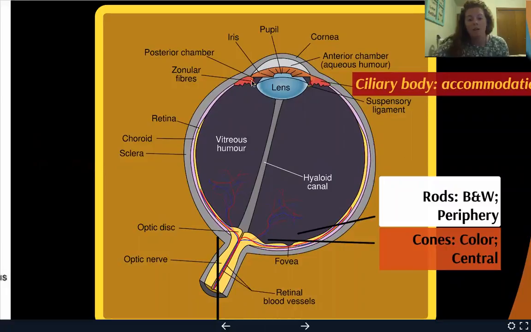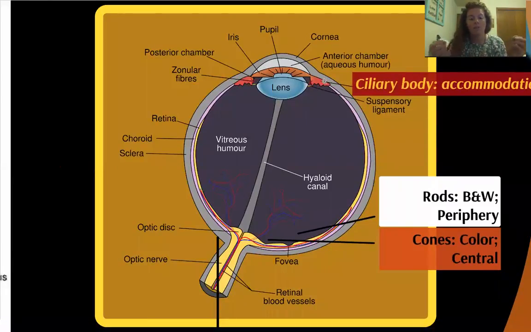And it changes shape based on the ciliary bodies, which are basically little muscles. As your eye adjusts to light and to be able to focus better, the ciliary body changes the shape of the lens for that purpose. So it is for the purpose of accommodating the lens to the image that it's looking at. Okay, so ciliary body, tiny muscle in your eye for accommodation.